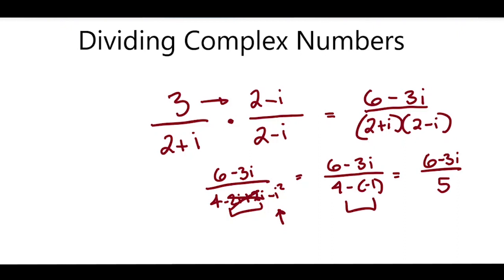And what we're going to do here is we're actually going to simplify this. We're going to break it into 2 fractions, okay? So this becomes 6 over 5 minus 3/5 i. And that is how you write this in standard form.